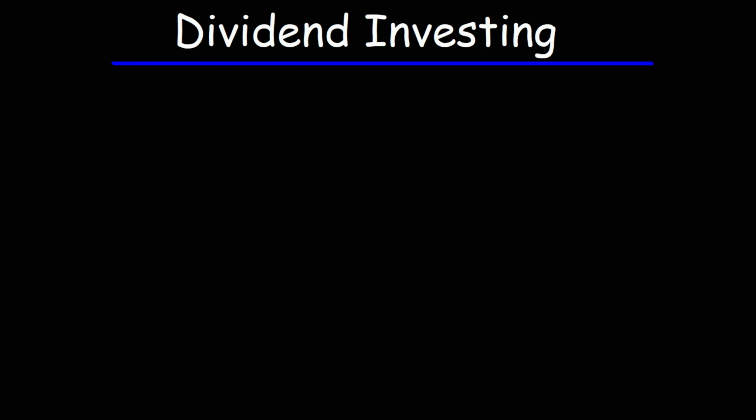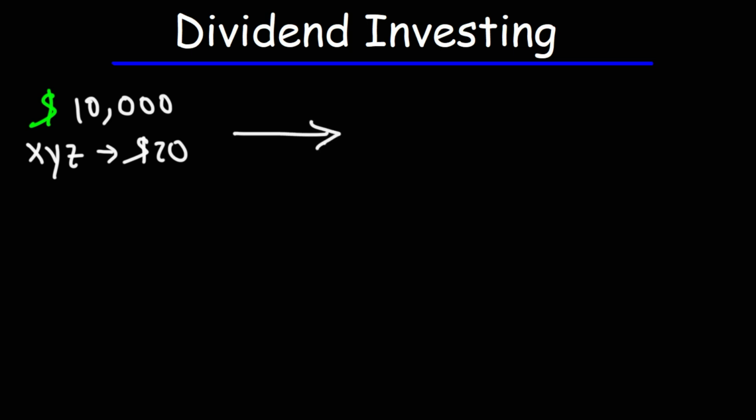Let's say if you wanted to invest $10,000 into company XYZ, and let's say the stock price of company XYZ is currently $20 per share. Now let's say this company is going to pay a quarterly dividend of 50 cents per share.